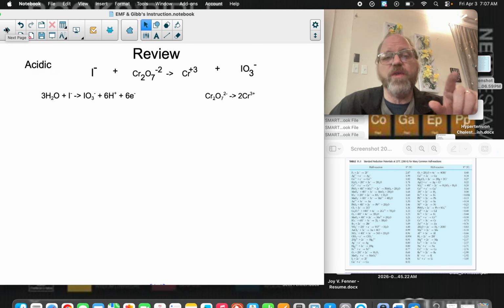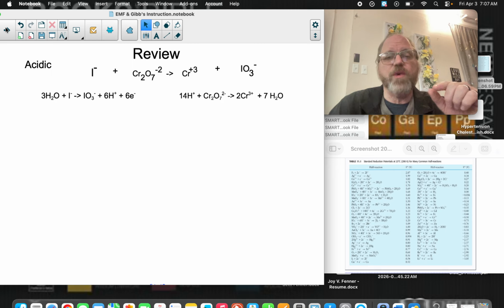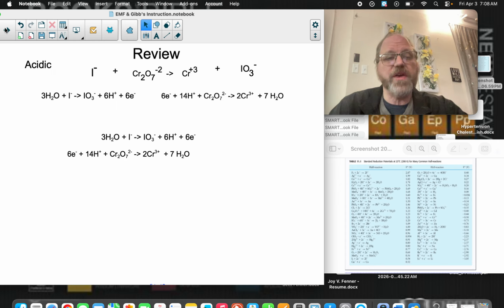All right, then over here, we have to add 7 waters because of the hydrogens. That means we're going to add 14 hydrogens. Then we have 14 minus 2, that's plus 12, so we have to add 6 electrons over here. Awesome, because they're already equal, nothing has to be multiplied. Put them underneath each other.